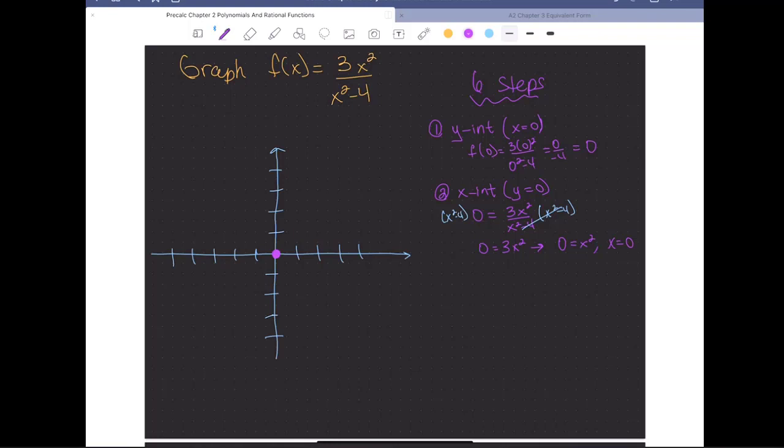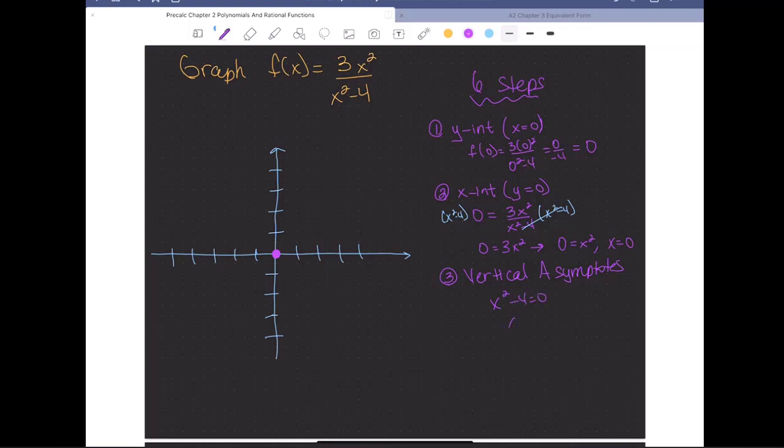So number 3, I am going to look for those vertical asymptotes, which is what we worked on in the previous lesson. So to find my vertical asymptotes, I'm looking for those values in my denominator that could possibly make that 0, because we know we can't divide by 0, right? So I'm going to set my denominator equal to 0. So x squared minus 4 equals 0, right?